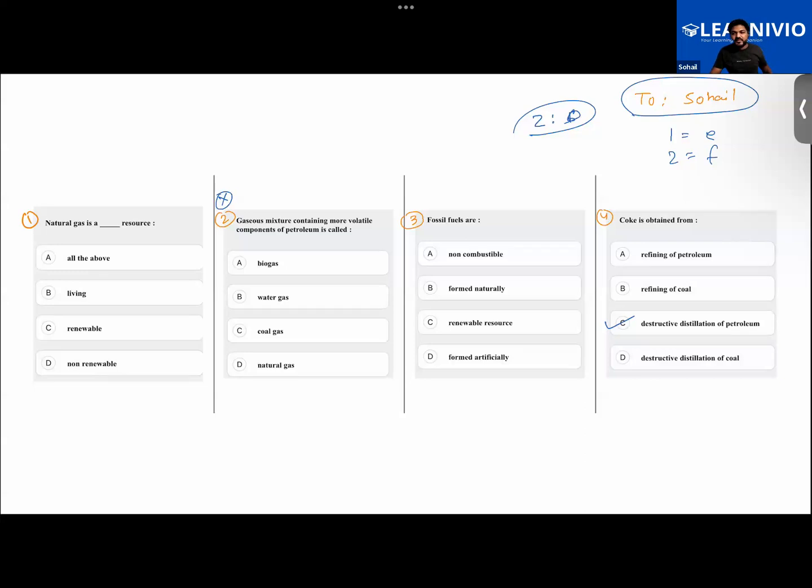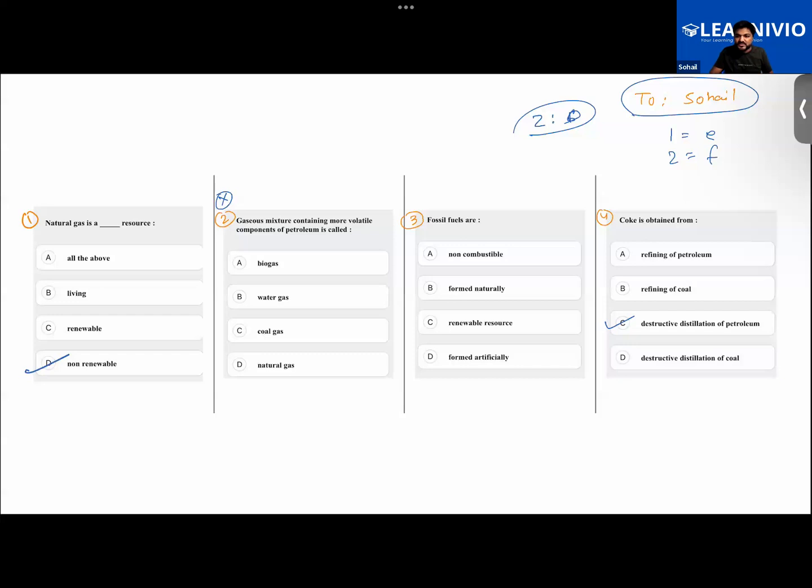Okay, no issue. See, in the beginning of the chapter, we did learn that fuels are of two categories, one is exhaustible, one is inexhaustible. Then we learned that some fuels are renewable, some are non-renewable. So natural gas, we learned that it's a non-renewable fuel. What about the others? For the third one you're answering, it's okay.